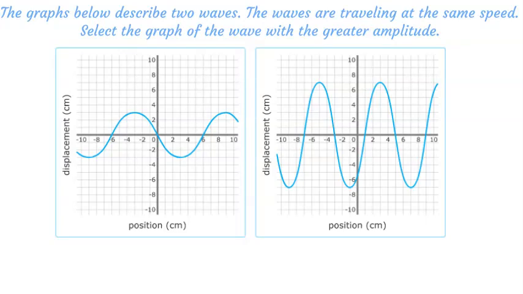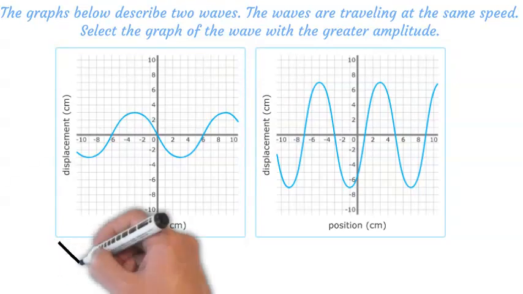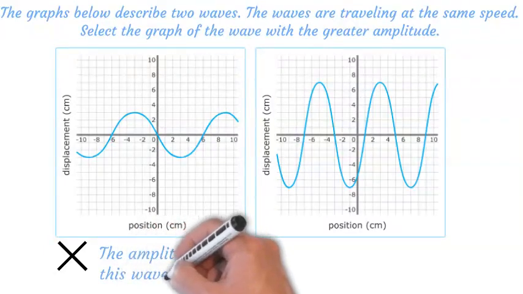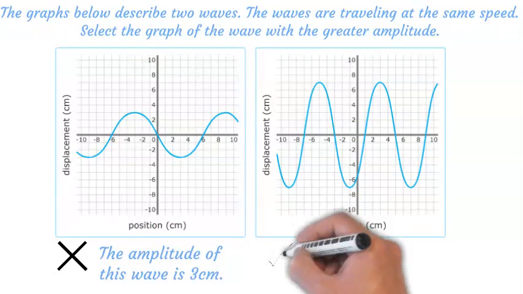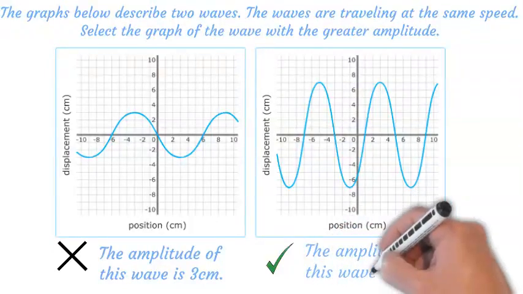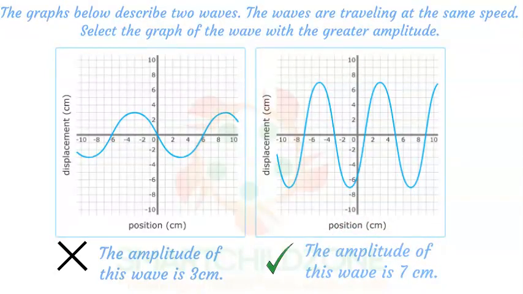You can find each wave's amplitude by counting the units between the x-axis and a point with the biggest displacement. The amplitude of this wave is 3 centimeters. This wave has the smaller amplitude. The amplitude of this wave is 7 centimeters. This wave has the greater amplitude.